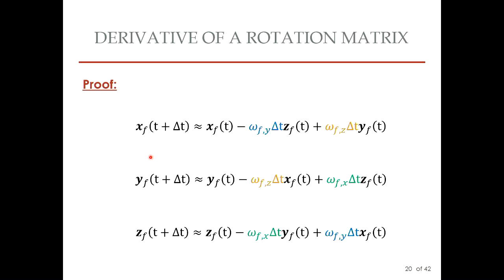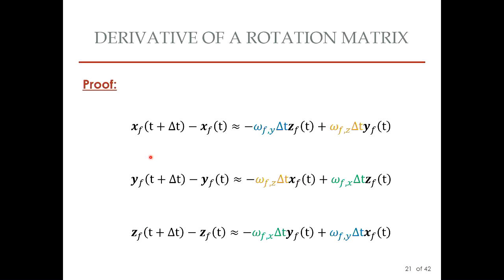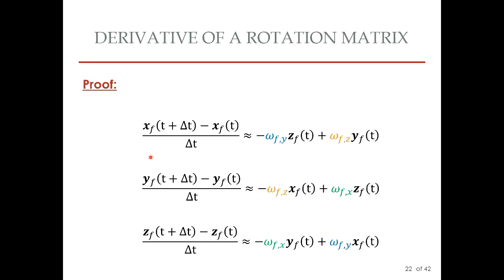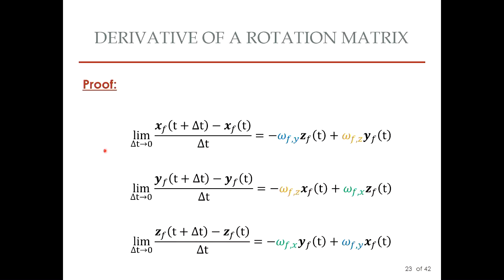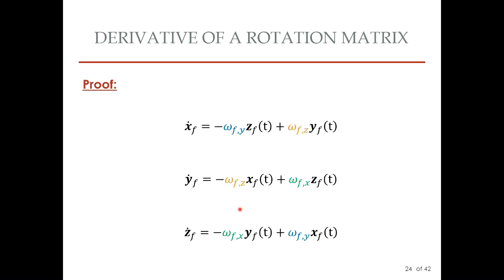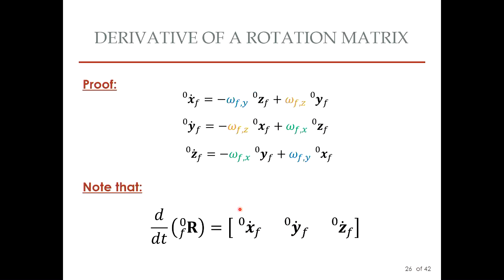And from there, we went, algebraically or using some basic calculus, to define the actual derivatives or time changes of the red axis. Okay? And then we actually also went a bit further to relate these changes to this derivative, component by component, of the rotation matrix from f to 0.